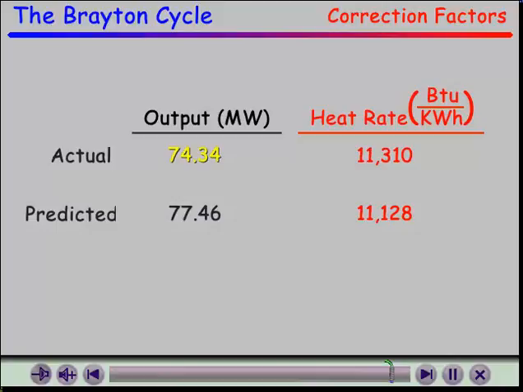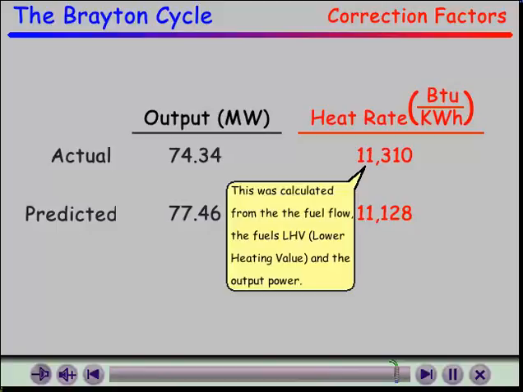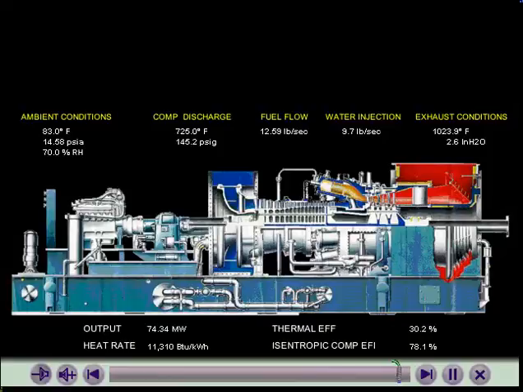Why is our actual power output less than the predicted output? The results from this example indicate that further investigation and possible action, such as a compressor water wash, may be desirable. Comparing the predicted performance to the actual measured performance can help in future maintenance decisions. For this reason, online performance monitoring is valuable.